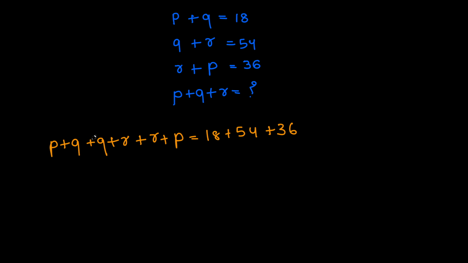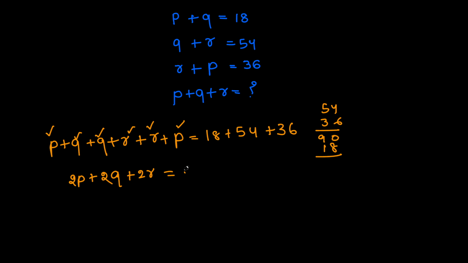Let's combine the terms. We have 2 P's, 2 Q's and 2 R's. So we get 2P plus 2Q plus 2R. And on the right hand side, 54 plus 36, which equals 90, and again 18. So in total it is 108.